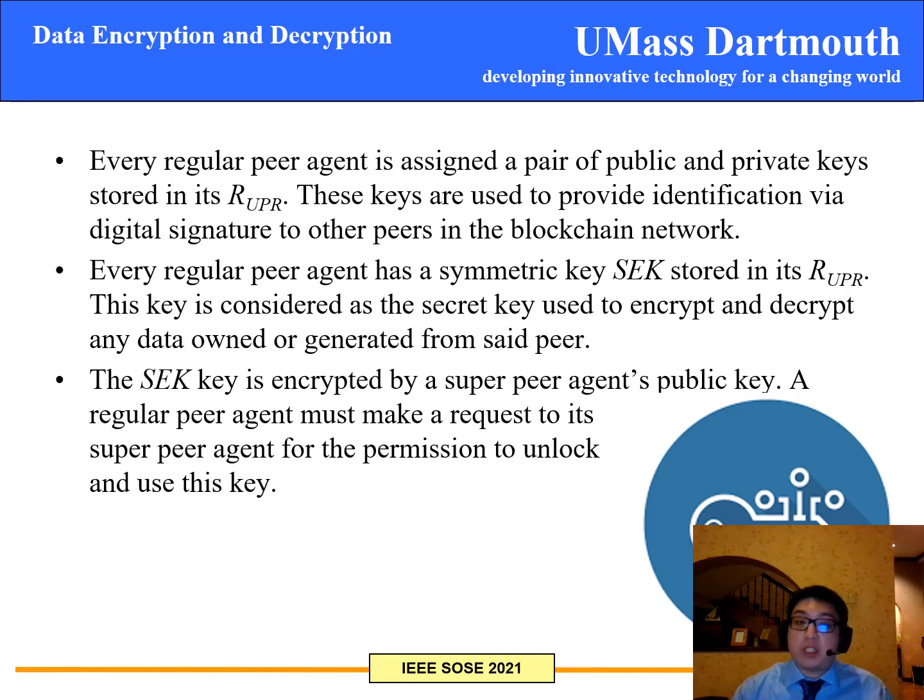Every regular peer agent also possesses a symmetric secret key stored in their user profile record. This key is considered a secret key used to encrypt and decrypt any data owned or generated from said peer. The secret key is encrypted by a super peer agent's public key. A regular peer agent must make a request to its super peer agent for the permission to unlock and use this key. Note that this secret key is only handled by the software agent and shall never be presented to any end user for security reasons.